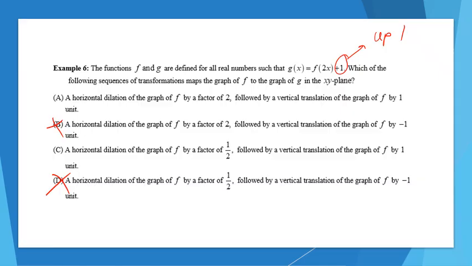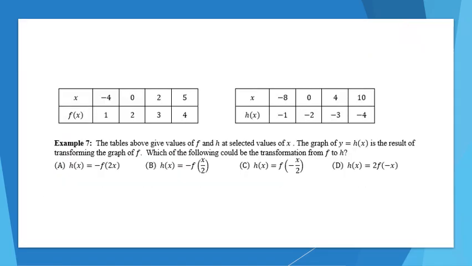Then I also see the 2x. This is going to be a horizontal dilation. So we have that. And then remember, it's not by a factor of 2. It's going to be by a factor of 1/2 because it's on the inside and it does the inverse of what it looks like it should do. So in this case, just taking the reciprocal, so C is our correct answer here. Example 7.